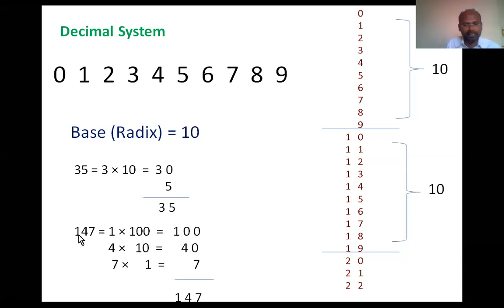Let's say this 1 tells us we have used all the symbols how many times? 100 times. So 1 into 100 equals 100. And what this 4 tells us, we have used all the symbols, not 10 times, 4 times. What this 4 tells us, we have used all the 10 symbols 4 times. 4 into 10 symbols, 40. And 7 means currently we are on the symbol 7. 7 into 1 equals 7. So finally what is the answer?